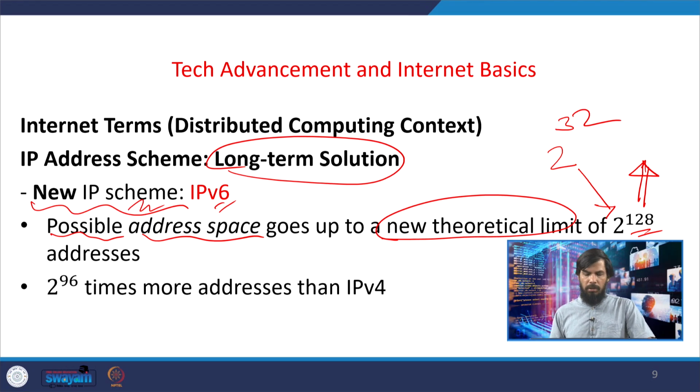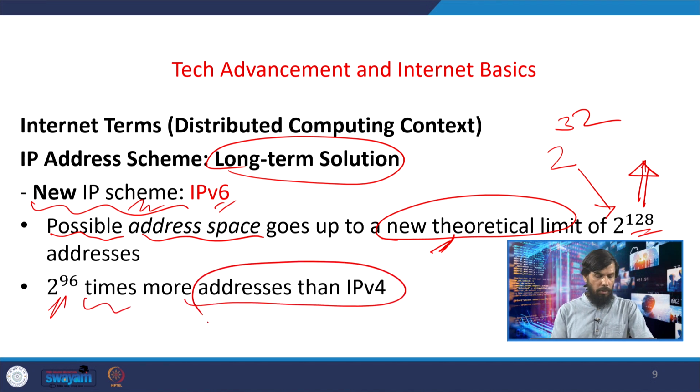So, the address space goes up to a very high theoretical limit, that is 2 to the power 96 times more addresses than IPv4, and IPv4 itself is 2 to the power 32. That means IPv6 is very huge in terms of address space in comparison to IPv4, right. So, obviously, it solves all kinds of future addressing problems in terms of the number of devices and all that.